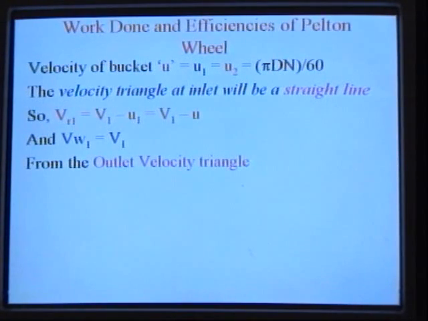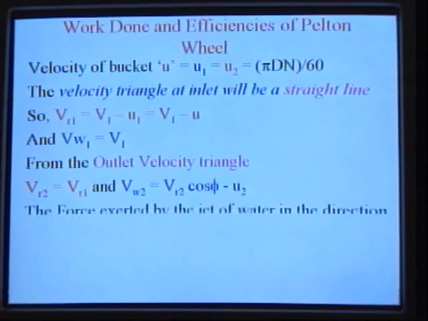From the outlet velocity triangle, we see that since there is no friction, Vr2 is equal to Vr1, which means that the relative velocity at outlet is equal to the relative velocity at inlet, and the velocity of whirl is given as Vr2 cos phi minus u2.